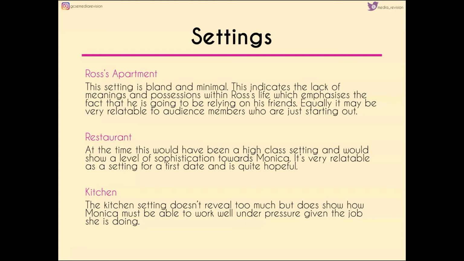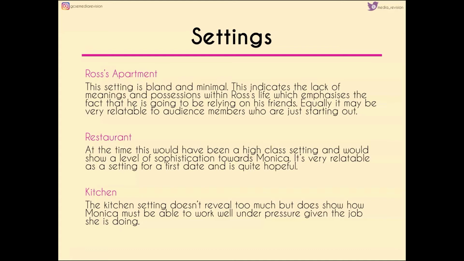So we have Ross's apartment, which is quite bland and minimal. Obviously it indicates that he has a lack of meaning and a lack of possession within his life, which is emphasised by the fact that he says to Joey that he came out of the relationship with just his friends. And that again emphasises this idea that he's going to be relying on his friends a lot, and it brings the group closer together and also anchors towards the title as well.